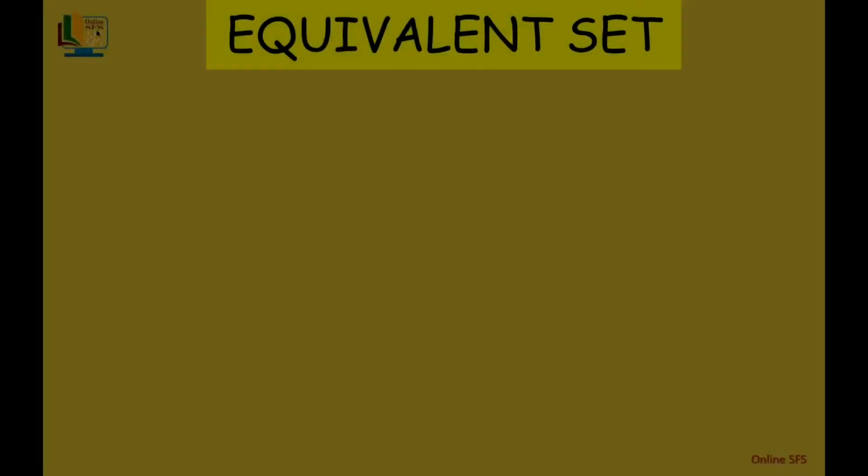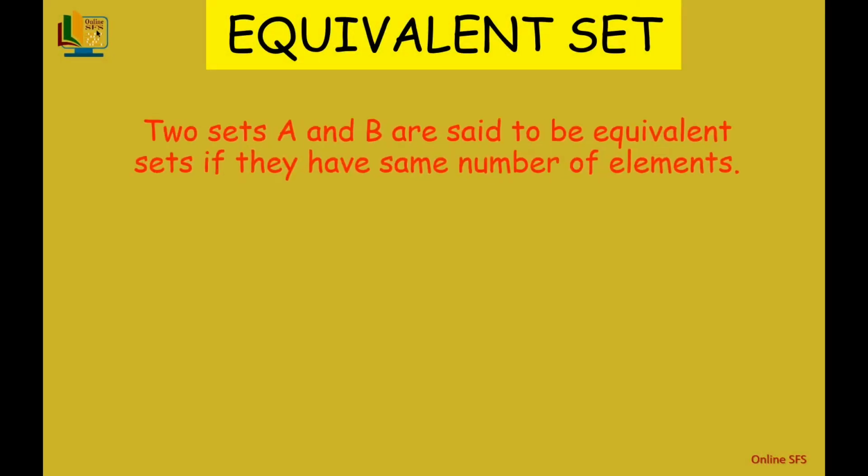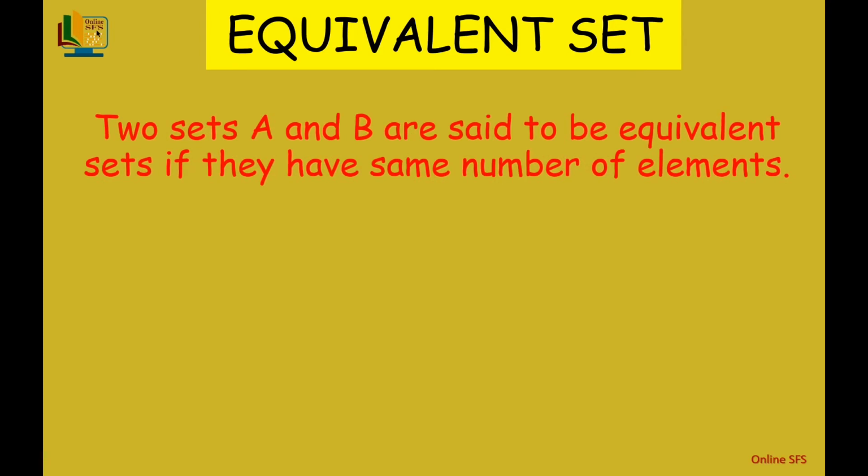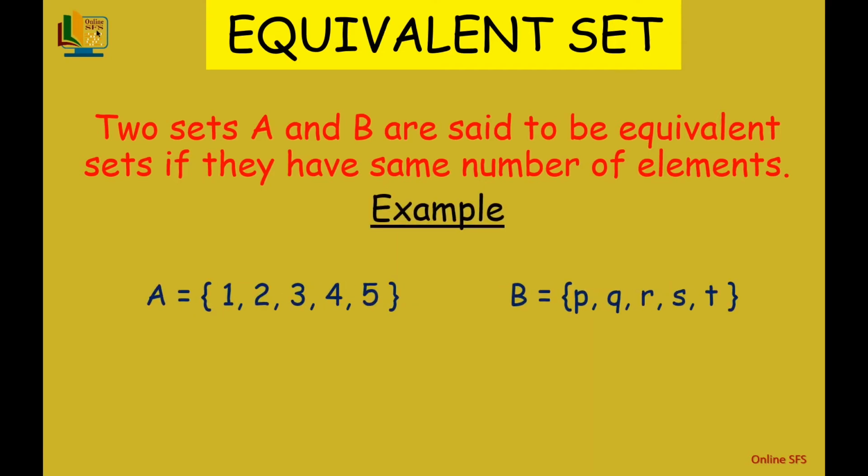The next type of set is equivalent set. Two sets, for instance A and B, are said to be equivalent if they have the same number of elements. For example, we have a set A with the elements 1, 2, 3, 4, 5 and set B with the elements P, Q, R, S and T. These two sets will be equivalent only when the number of elements of both the sets are equal. So let's count the number of elements in set A. They are 5. And when we count the number of elements in set B, they are also 5. Therefore, set A and B are said to be equivalent sets.